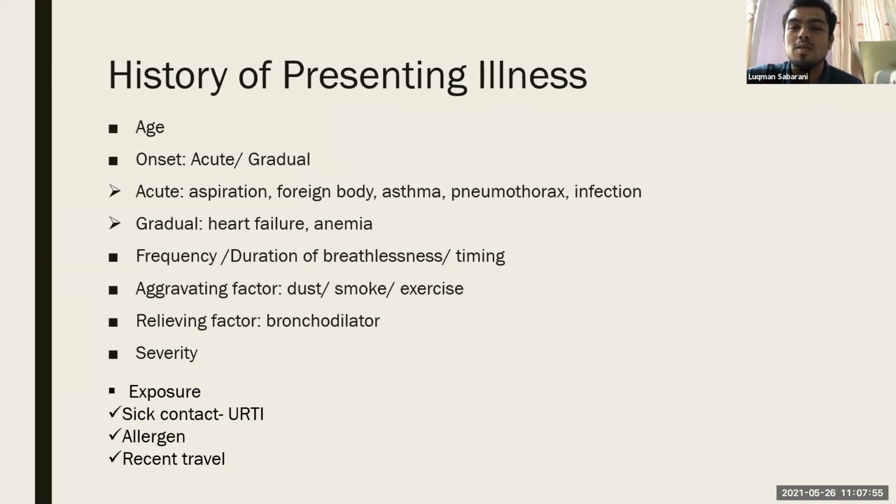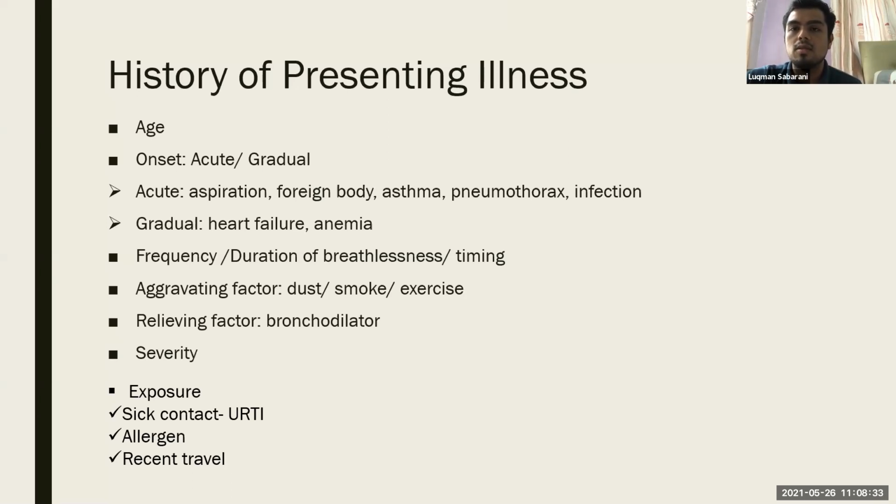Basically, we need to know the age of the patient, because in certain age groups, especially in respiratory disease, they tend to get certain diseases. Okay, and then we also need to know the onset. Is it acute onset of breathlessness or gradual onset? For example, acute onset includes aspiration, foreign body, acute exacerbation of asthma, pneumothorax, and also infection, while gradual onset includes heart failure and also anemia.